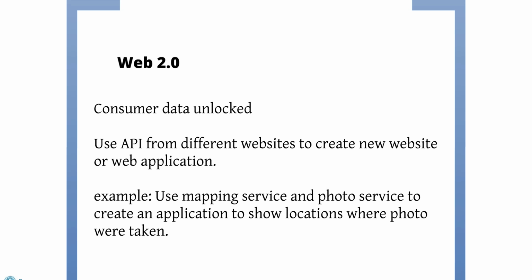What happened with Web 2.0 was consumer data was unlocked. The use of application program interfaces from different websites was used to create a new website or new web application. For example, users used a mapping service and a photo service to create an application to show the locations where the photos were taken. In that way, consumers or people don't have to ask the company to create a new application for them, which will enable this, and they'll have to pay for it.